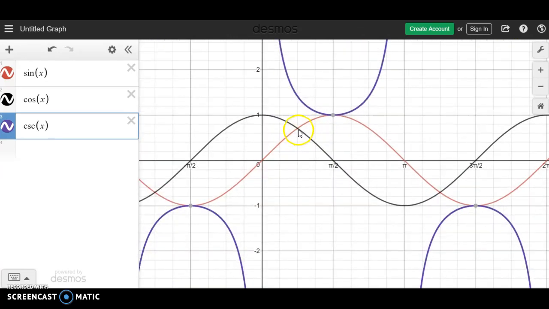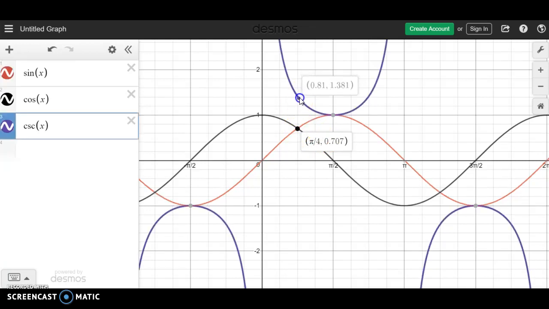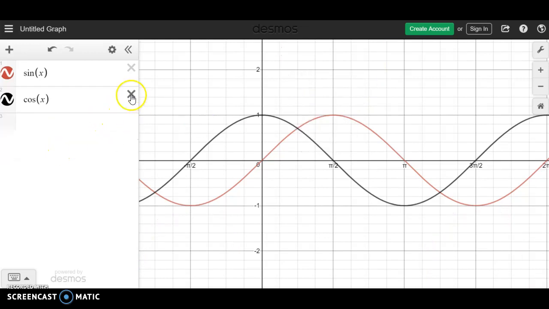So at pi over 4, for example, the value of the cosine and the sine is both 1 over the square root of 2. At that same value for the cosecant, the value is exactly the square root of 2. So we use the cosecant as a shorthand, but everything can be written in terms of the sine and the cosine.